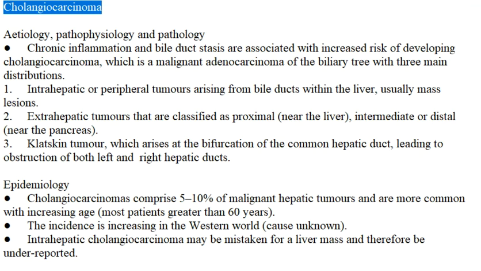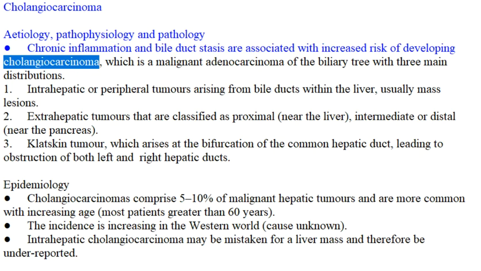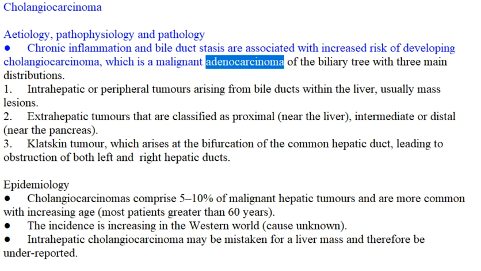Cholangiocarcinoma. Etiology, pathophysiology, and pathology. Chronic inflammation and bile duct stasis are associated with increased risk of developing cholangiocarcinoma, which is a malignant adenocarcinoma of the biliary tree with three main distributions.